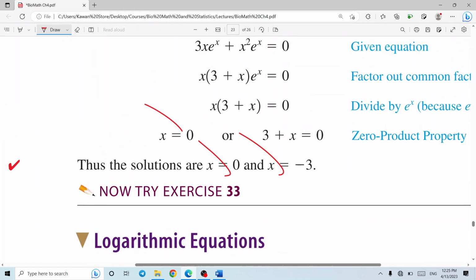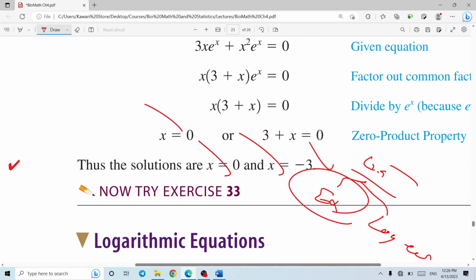This is the first part of 4.5. We have 2 parts, exponential equation and logarithmic equation. So we have 2 things. We finished the first part. Do you have any question, dears? Is it easy? Do you think it's easy? Good.